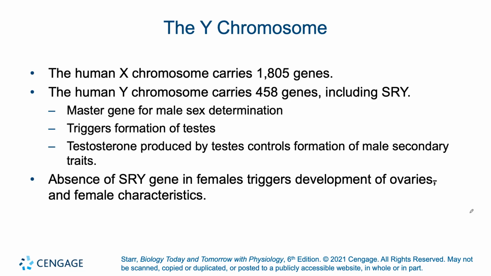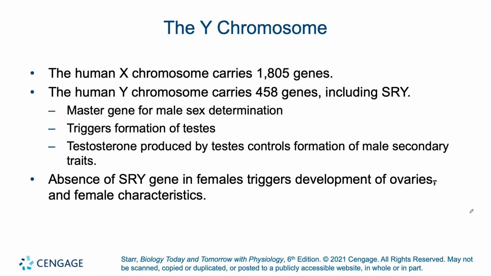Testosterone made by the testes controls the formation of secondary sex characteristics, okay? Stuff other than the gonads, the ovaries and the testes. The absence of the SRY gene in females triggers the development of ovaries and female characteristics, okay? So the only trait on the Y chromosome is the trait of being male. How many genes play into that trait? Oh, more than one, obviously, okay?